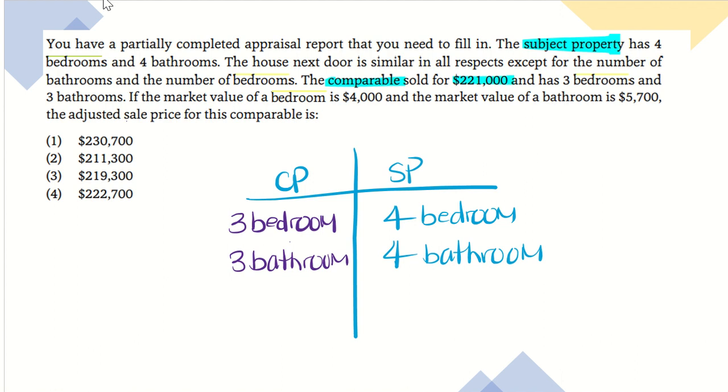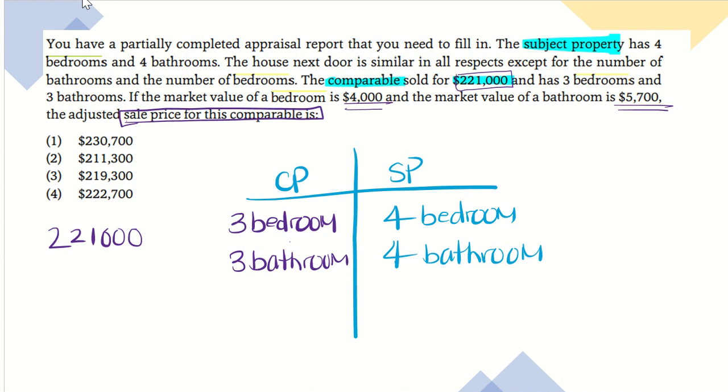The comparable sold for 221,000 and has a 3 bedroom and 3 bathrooms. So we have 3 bedroom here, 3 bathrooms here. If the market value of the bedroom is 4,000 and the market value of the bathroom is 5,700, the adjusted sale price for this comparable is. So they're asking what is the adjusted sale price. They said it sold for 221, so we'll take that, 221,000. Now let's make the adjustment.